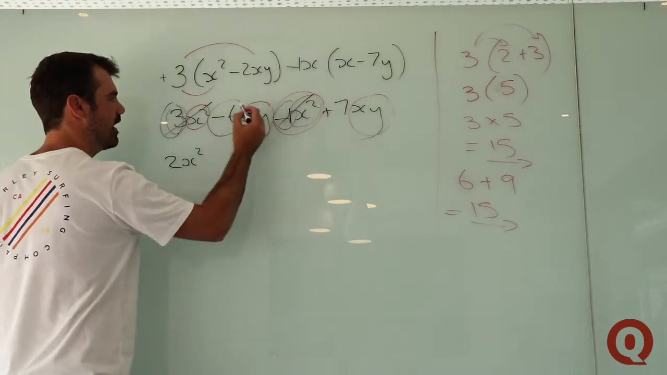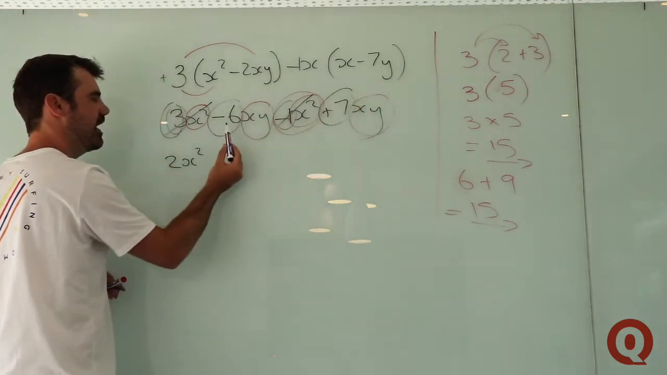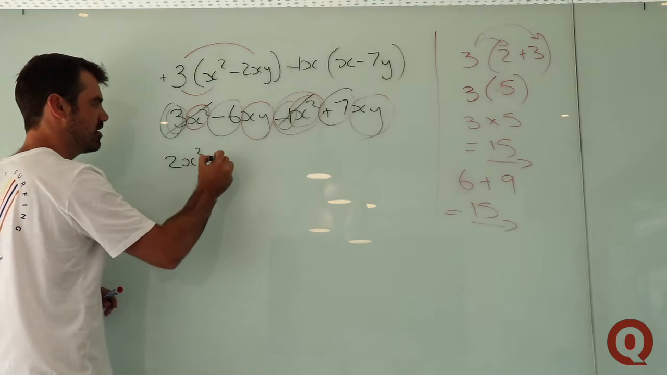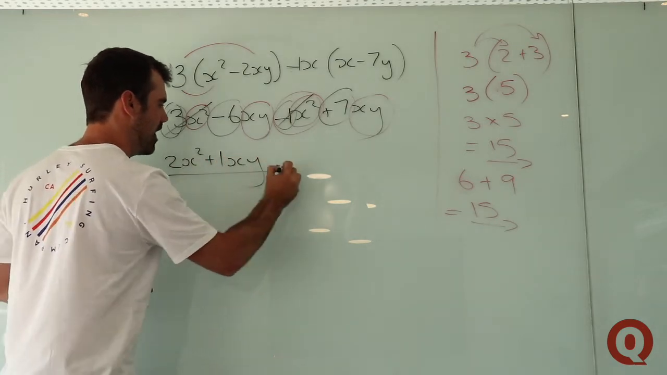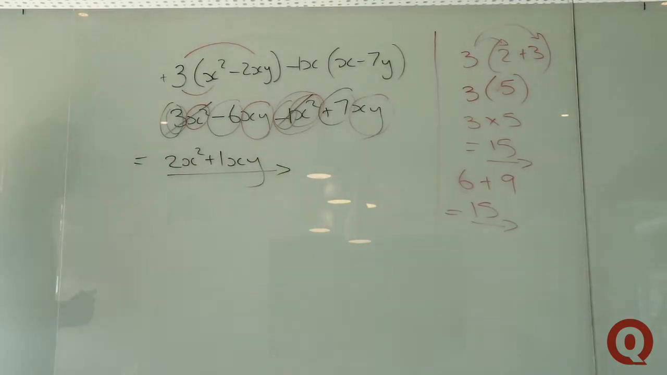So let's now look at our coefficients. A positive 7 and a negative 6. That's going to give me a positive 1xy. And that will be my final answer.